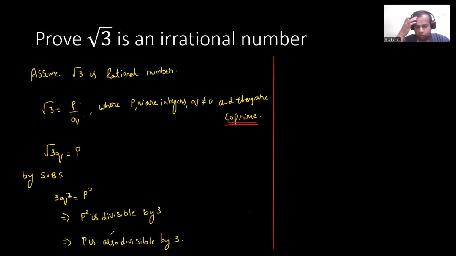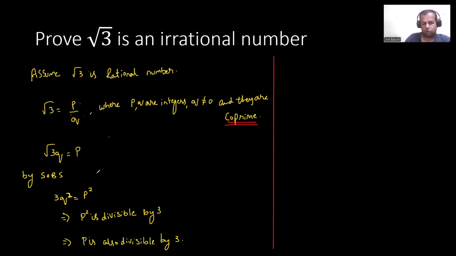This is how you end up the first part of it. It's pretty simple, but unless you understand the logic behind it, you will not be able to get the answer. First, we start off by assumption. Root 3 is equal to P by Q, where P and Q are both integers and they are co-primes.